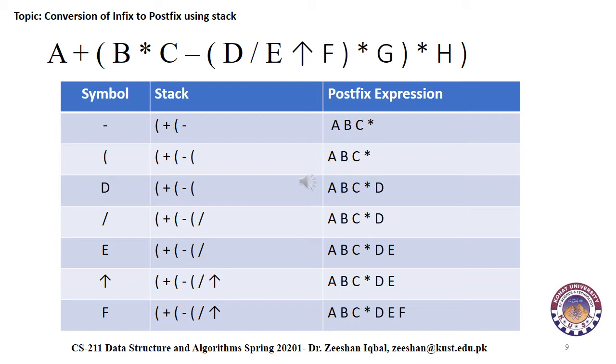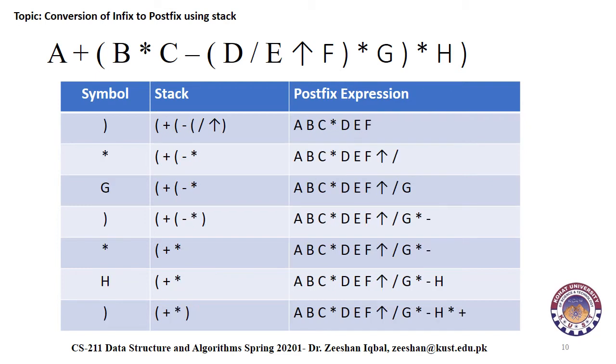As we can see, the next symbol is power, which is an operator, so we have to check the stack again. It already has an operator, which is division, and division has less precedence than power, so division will remain on the stack and we will push the new operator power on the stack directly. The next symbol is F, which is an operand, so we will put it in the postfix expression directly.